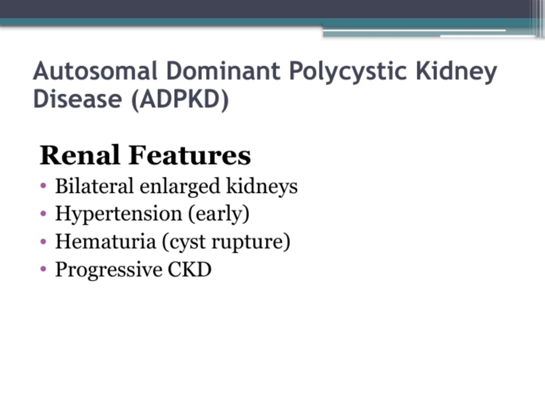Another key point is hematuria, or blood in the urine. This often occurs when cysts rupture, releasing blood into the urinary tract, which can be alarming but is quite common in this condition. As the disease progresses, we see a gradual decline in kidney function, leading to chronic kidney disease, or CKD. This is a critical aspect because it underscores the progressive nature of ADPKD. Overall, recognizing these renal features helps us understand the disease course and emphasizes the importance of early detection and management to slow progression and address complications.